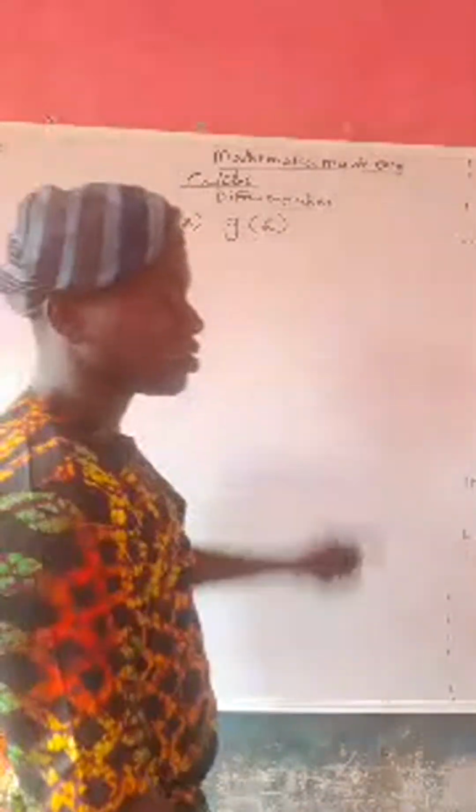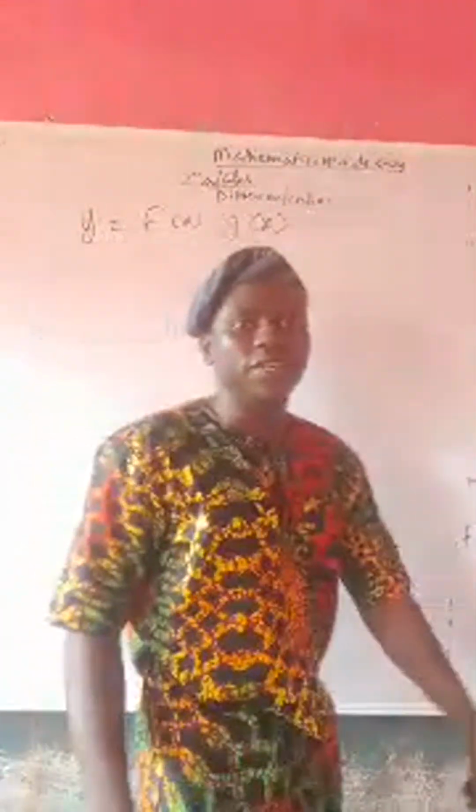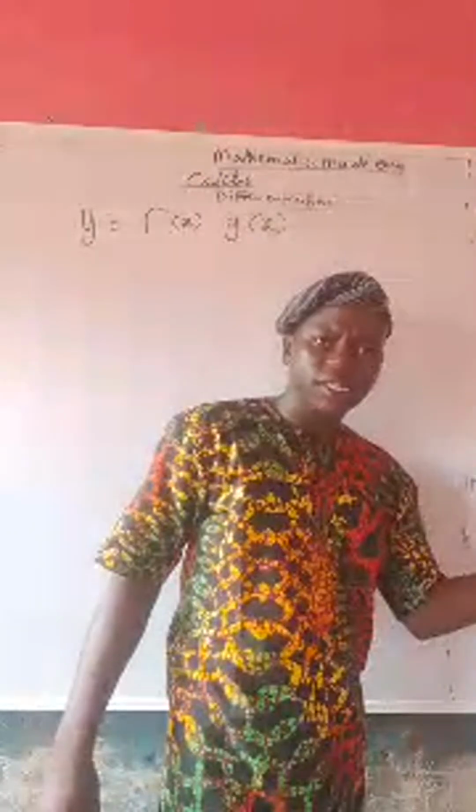So after this, we're gonna stop for today. Okay. So in our next slide, we're gonna do more. Okay. So f of x multiplied by g of x. How do we differentiate that?